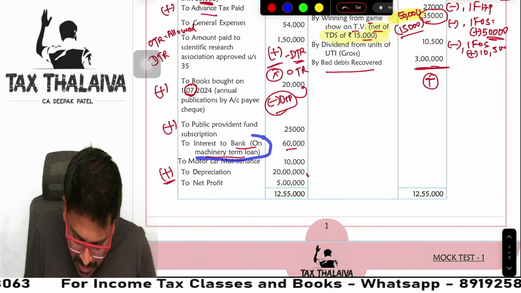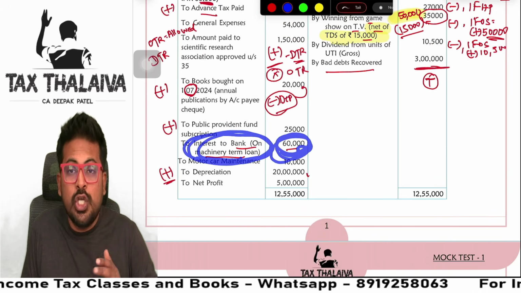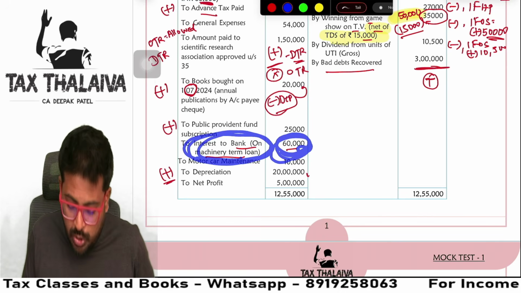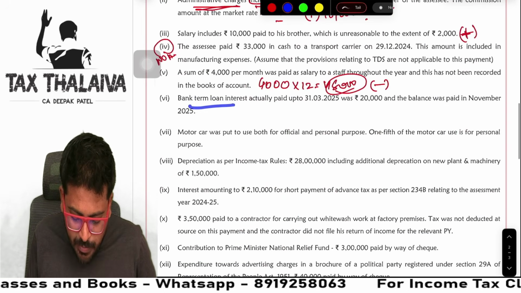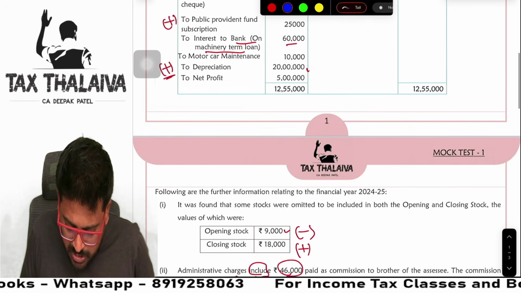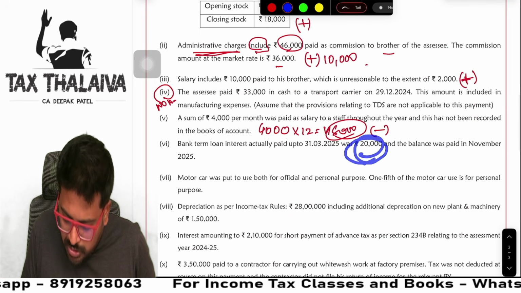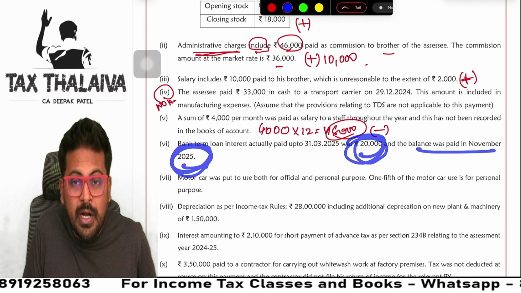Bank term loan, see here, interest to bank on machinery term loan 60,000 rupees. You already claimed it in the profit and loss account. But what is this additional information saying? Out of this 60,000, you actually paid only 20,000. The balance was paid in November 2025.